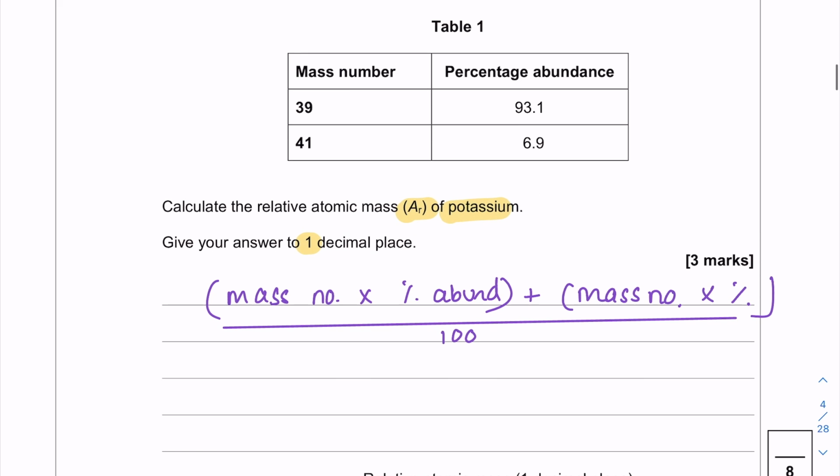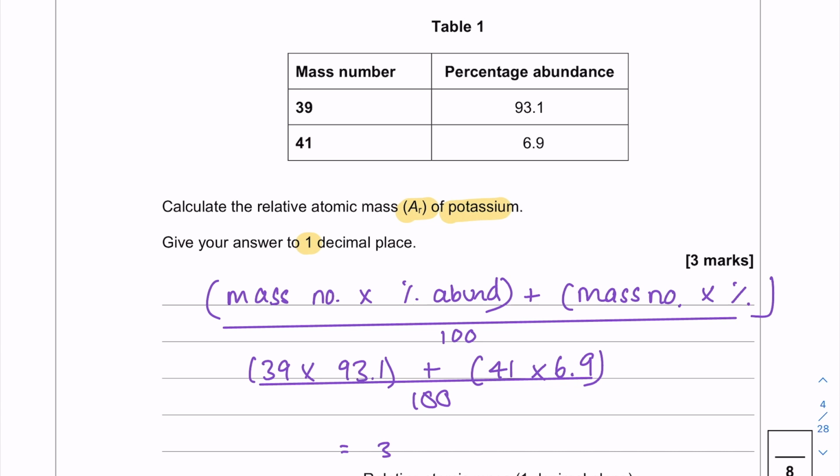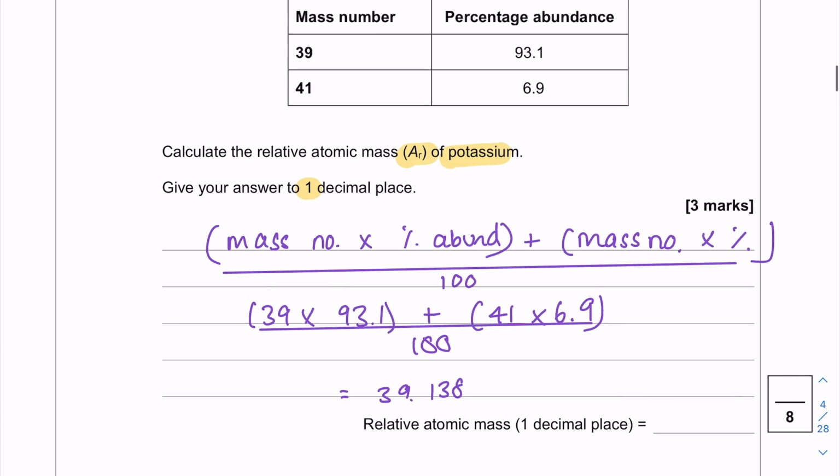So what does that look like? Well, it's 39 times 93.1 plus 41 times 6.9 divided by 100 to get an answer of 39.138. But we need our answer, don't forget, to 1 decimal place, so that's 39.1.